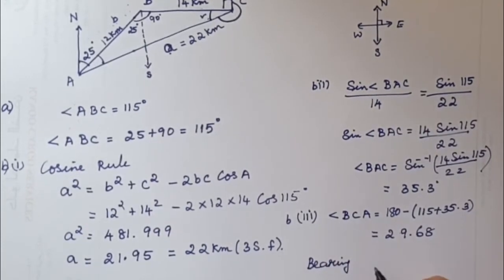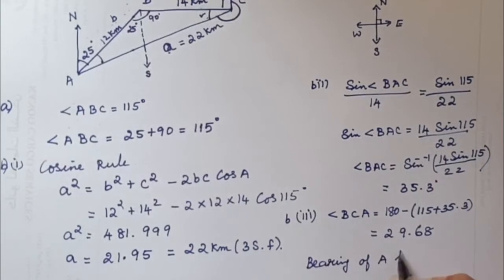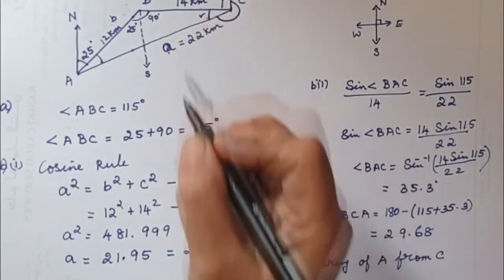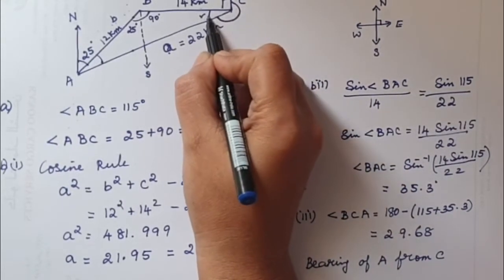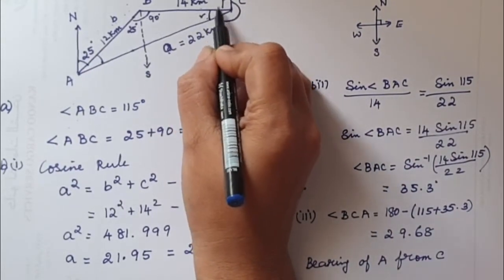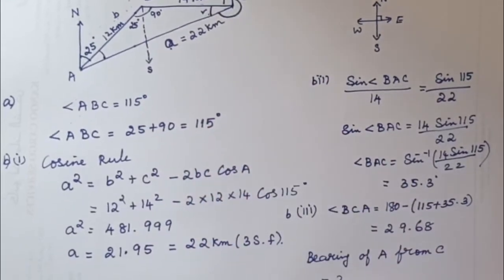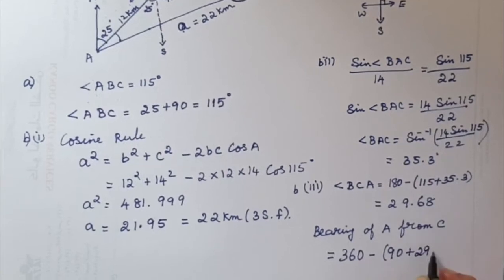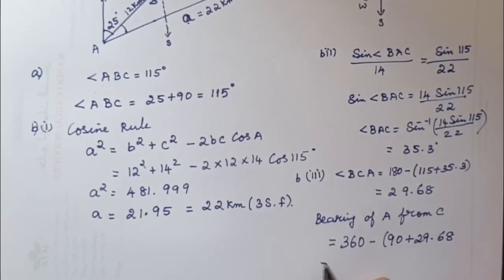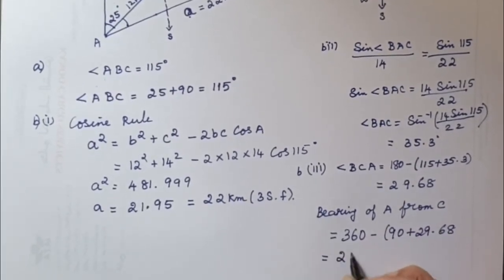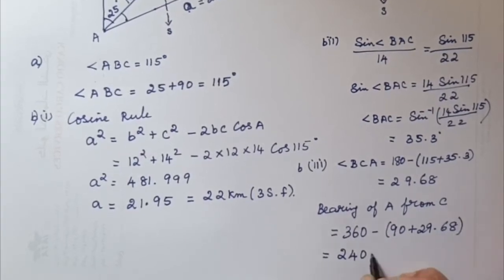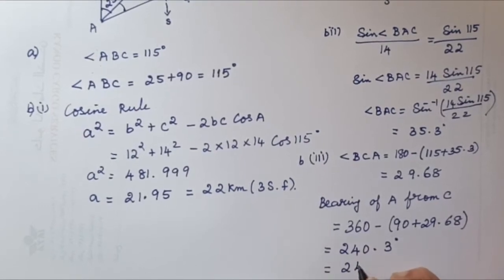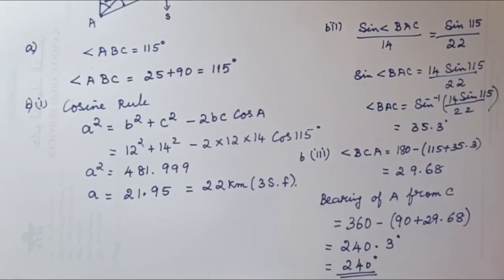So now our bearing of A from C will be this angle, which we have found now as 29.68, and this is 90, so this will be 360 minus 90 plus 29.68, which is equal to 240.3. So 240 degrees. This is our bearing.